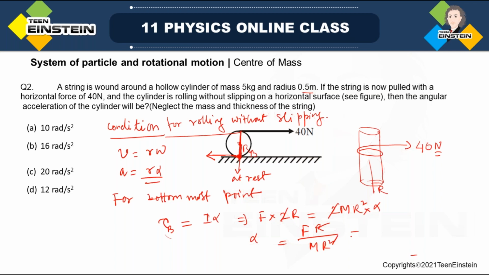So R goes off. So 40 divided by, R means 0.5 and M means 5 kg. Okay. So this would give you how much? This will give you 80. So this will be 16 rad per second square. Okay. This would give you 16 radians per second square.